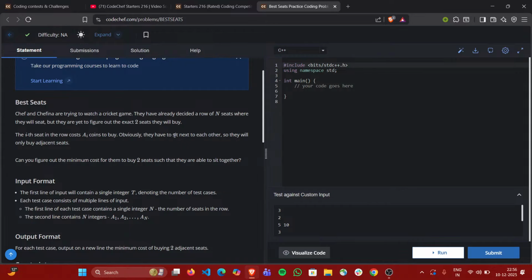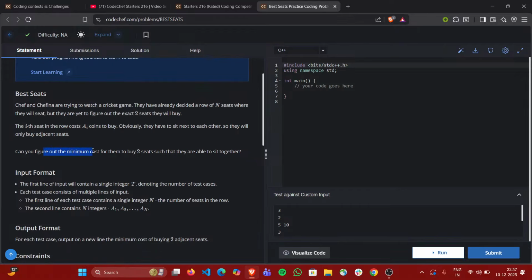In this question, we have been told that Chef and Chefina are trying to watch a cricket game. They have already decided a row of n seats where they will sit, but they are yet to figure out the exact two seats that they will buy. The cost of the ith seat in the row is Ai. Obviously they have to sit next to each other, so they will buy only adjacent seats. And we have been asked to calculate the minimum cost for them to buy two seats so that they are able to sit together.